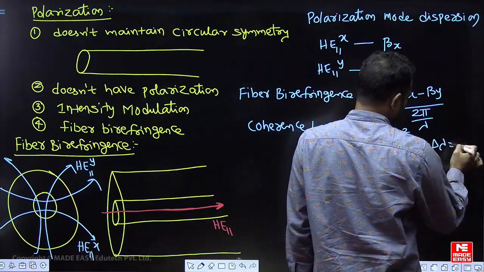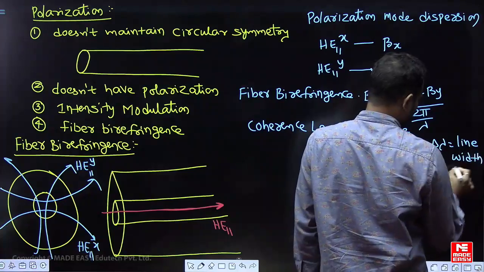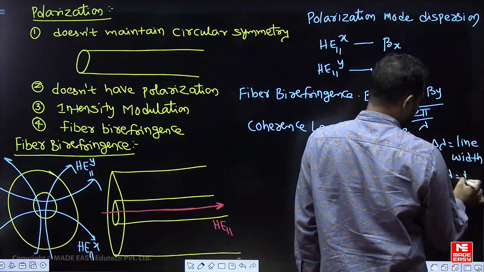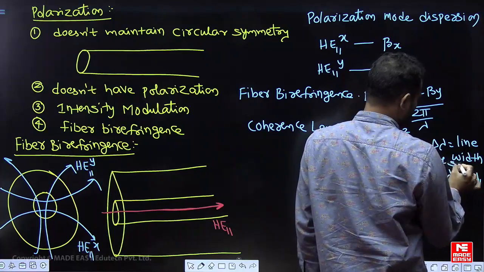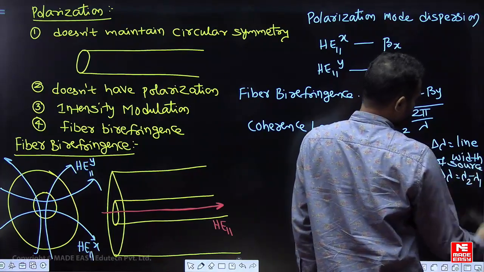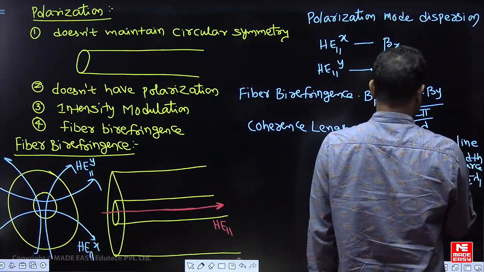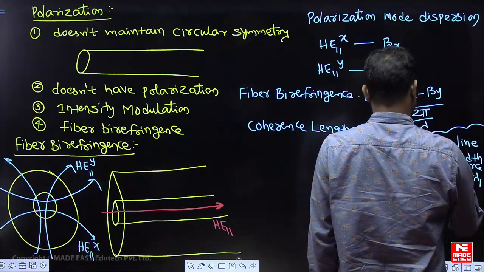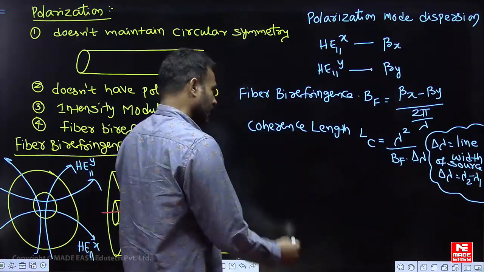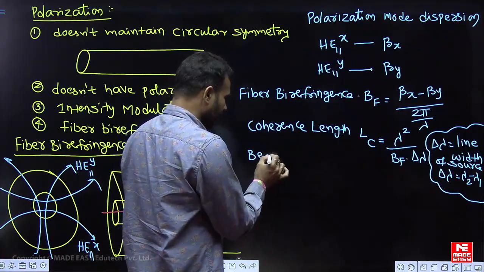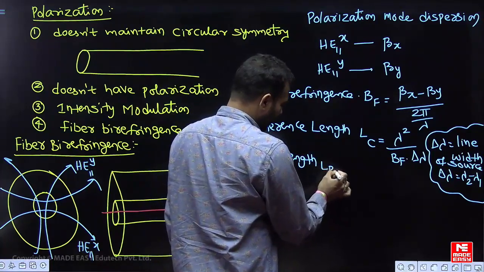Delta lambda is called the line width. Already we studied this concept in the classroom. Such line width is equal to lambda 2 minus lambda 1, that is the line width of the source. So this is about the coherence length. Next one is called beat length. What is the beat length? I will explain. LB.